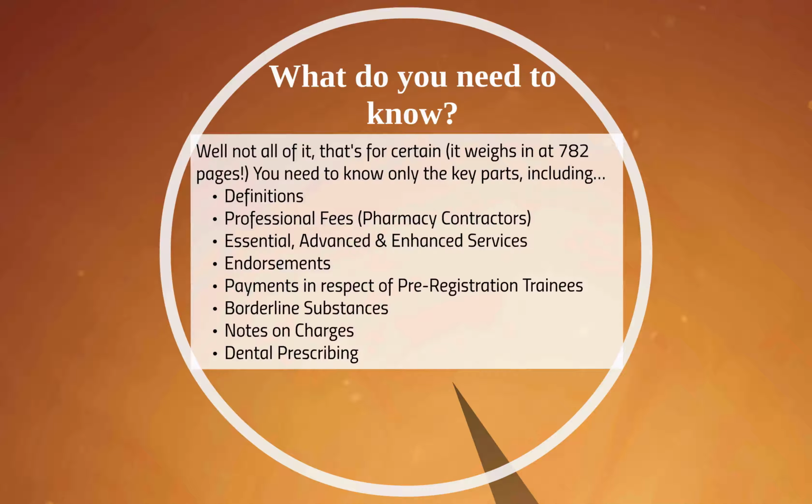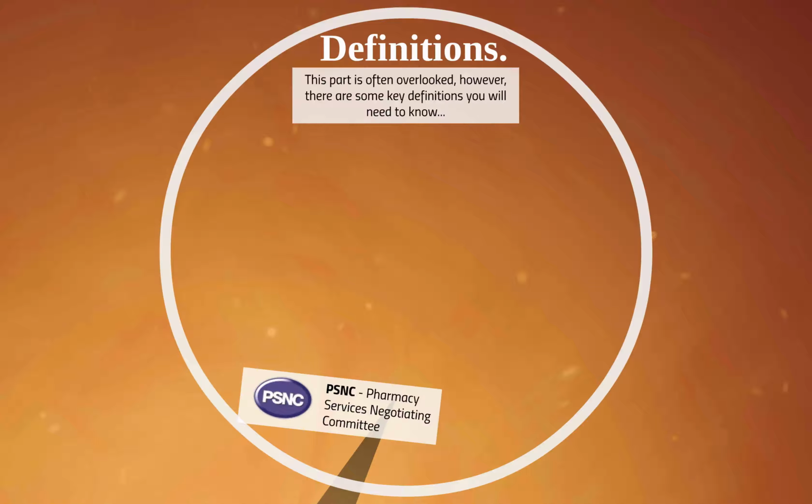Payments in respects of pre-registration trainees. This isn't hugely important, but you do need to know it exists. Borderline substances, notes on charges, i.e., if someone comes in with a product, a medicine, and it's a tablet and a capsule, but it's the same medicine, say, ibuprofen 200 milligram, would you charge two charges? Well, you wouldn't. Dental prescribing and when that's applicable. You also need to know things like emergency supplies, which we'll go over.